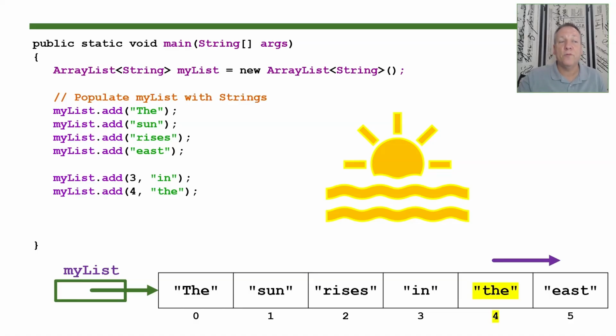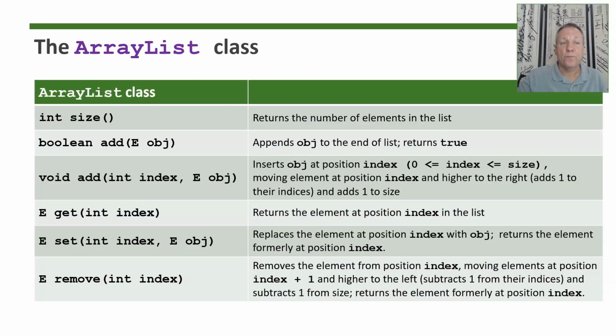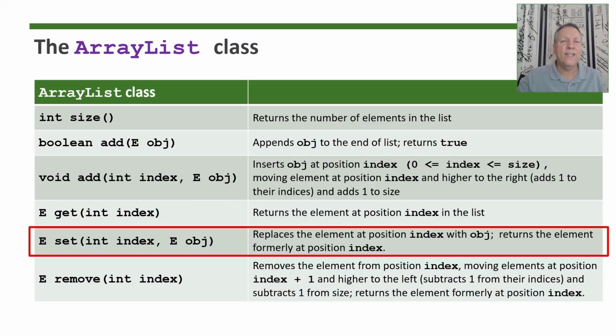So there's some examples of how we can use both versions of the add method to populate our array list. All right, back to the API or the Java quick reference for ArrayList, and let's look at the set method. Notice that the parameters for the set method are the same as the second add method. It takes in an index and an object.